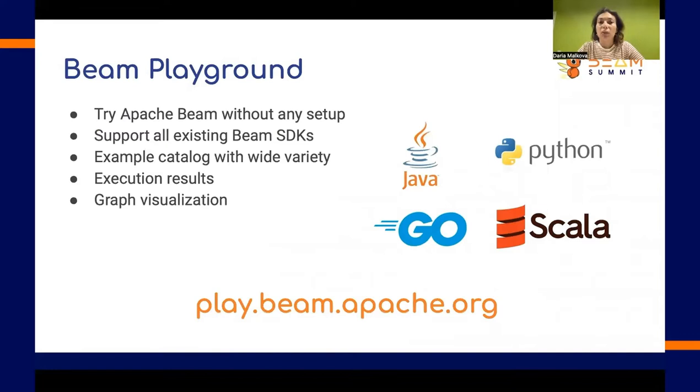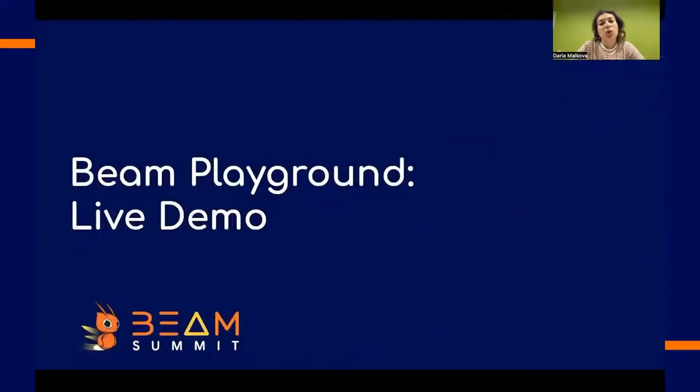And here I would like to introduce Beam Playground. With Beam Playground, you can try Apache Beam without any installations or setups. It supports all of the existing Beam SDKs such as Java, Python, Scala, and Go. It already has an example catalog with predefined examples that you can just try out of the box. And of course, you can see the results of your execution, and you can see the graph visualization of your pipeline. We can go to play.beam.apache.org, and I will show a live demo of how you can use it.